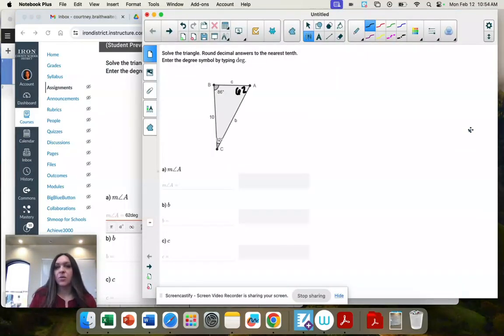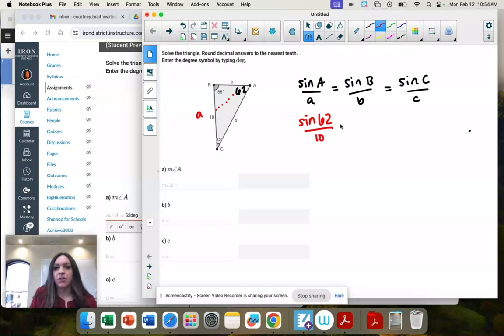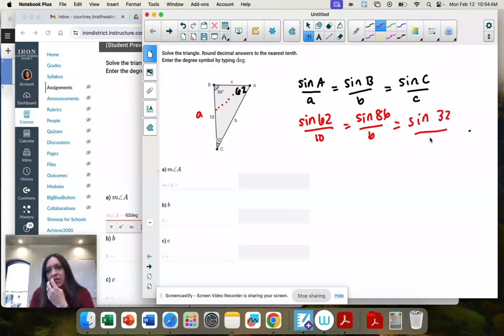And law of sines, when you look at law of sines, you're given sine of angle A over side A, sine of angle B over side B, sine of angle C over side C. So when I fill these in, I need at least an angle and a matching side. So across from angle A is side A. So I would have sine of 62 over 10. And then B is 86, and I don't know side B. And angle C is 32, and I don't know side C.